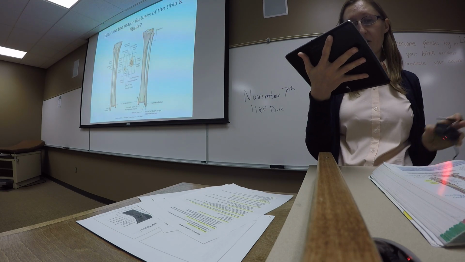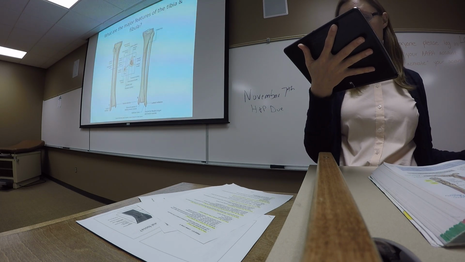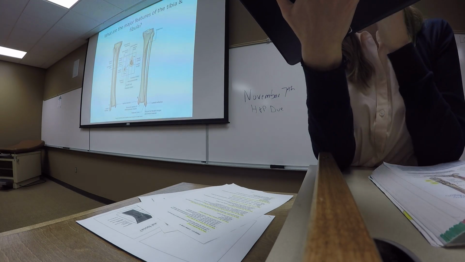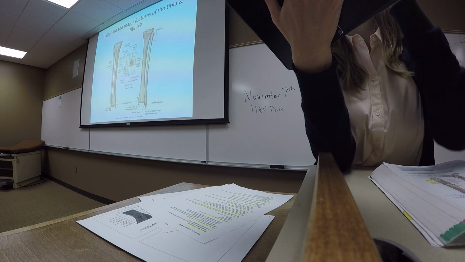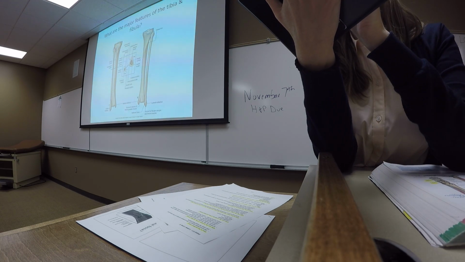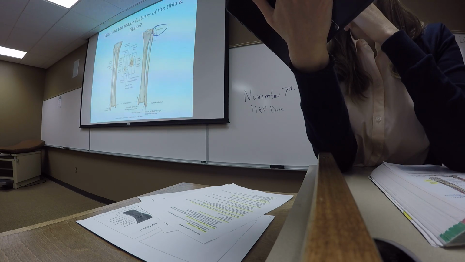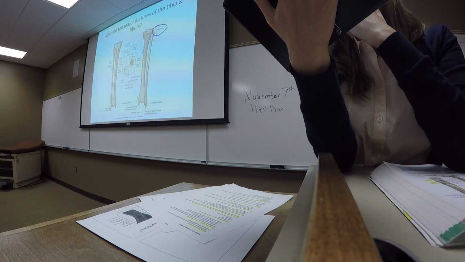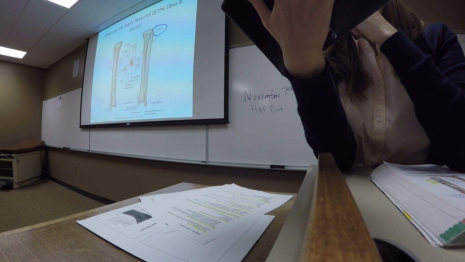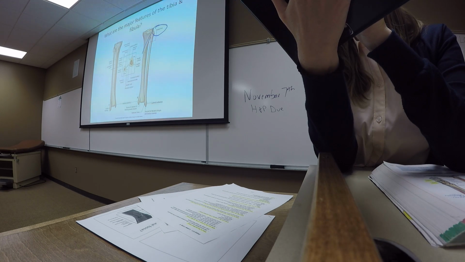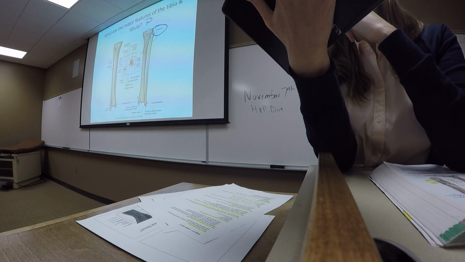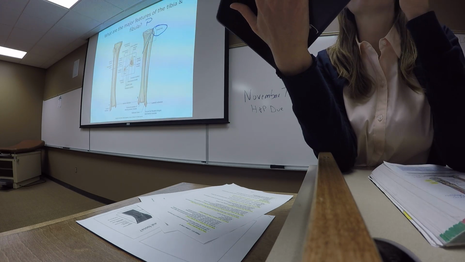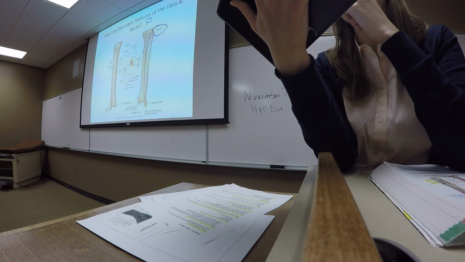Okay, so then there's just 3 features I want you to know on the tibia and fibula for this section. So we have the soleal line here. That's that ridge that kind of moves upwards and laterally on the posterior surface. And this is important because it's one of the major attachment points for the soleus muscle, one of the major muscles of the leg.